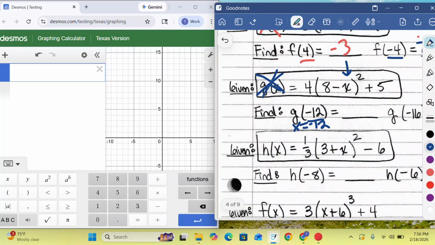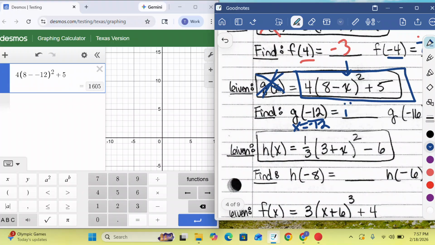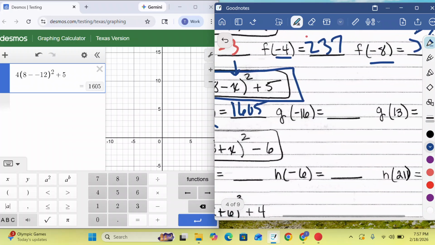And remember g of x, I don't need to pay attention to g of x. All I have to do is pay attention to this expression and evaluate it. So I'm going to say 4, open parentheses, 8 minus x, and x is -12. So once again, I'm going to have a double negative. Close, raised to the ab square. Got to put it back down. So I'm going to put my space. It comes back down, and then I'm going to go plus 5. And the answer is 1605. And once again, very easy.